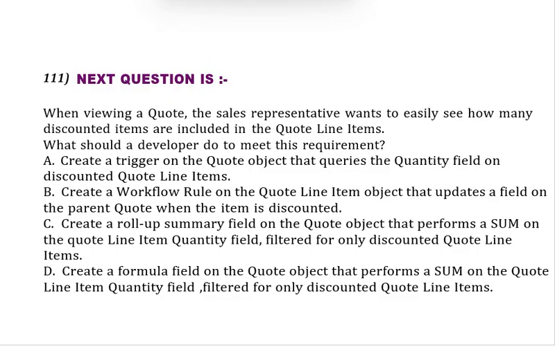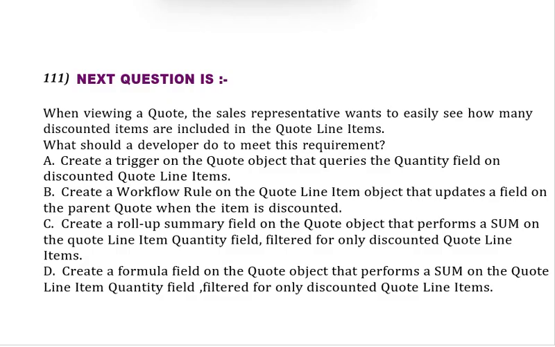Question is when viewing a quote, the sales representatives wants to easily see how many discounted items are included in the quote line items. What should a developer do to meet this requirement? Option A, create a trigger on the quote object that queries the quantity field on the discounted quote line items. Option B, create a workflow rule on the quote line item object that updates a field on the parent quote when the item is discounted.